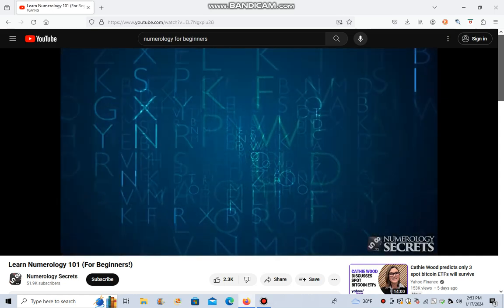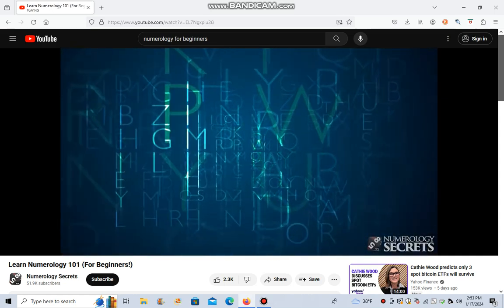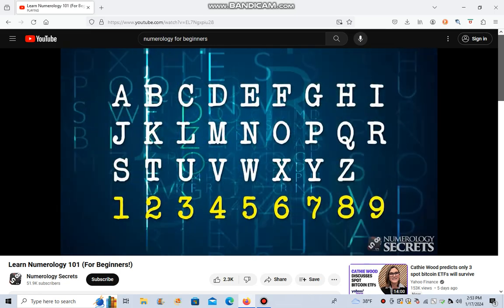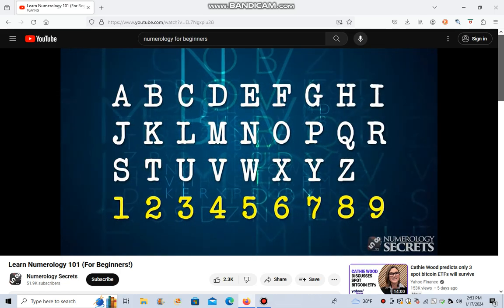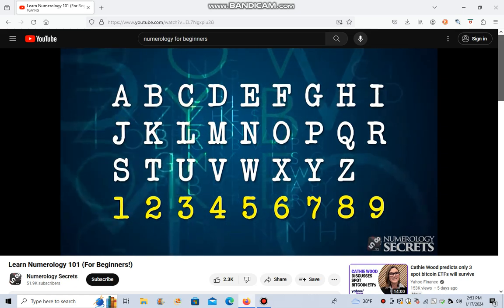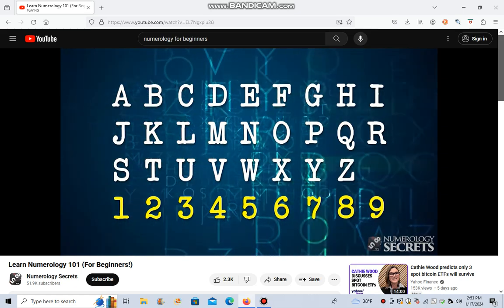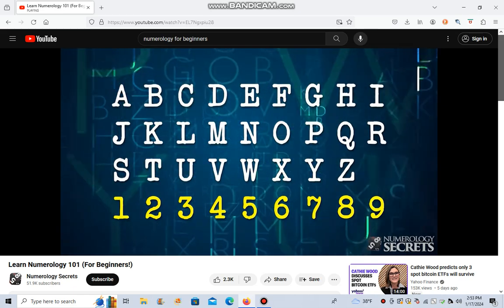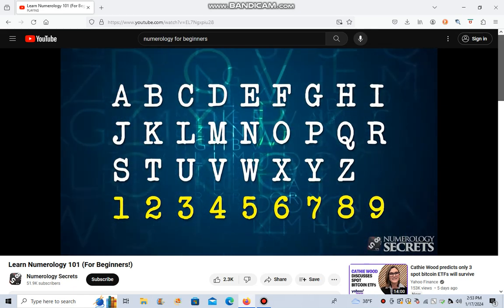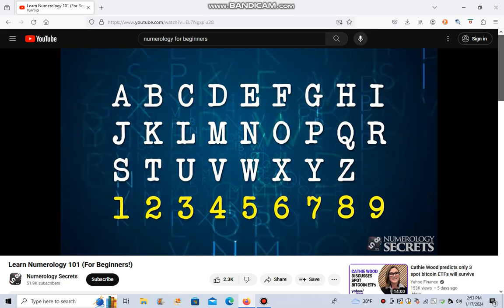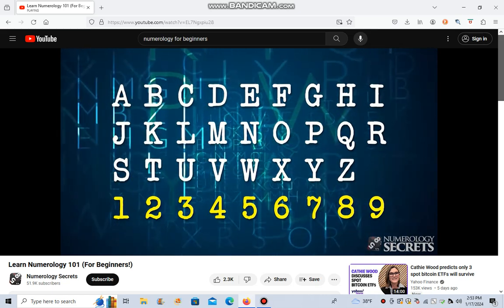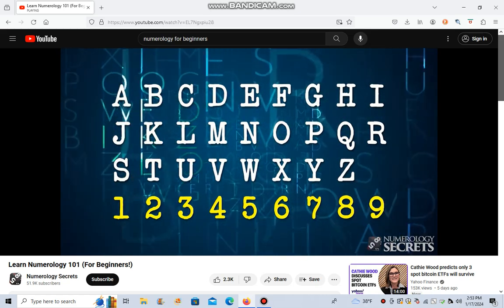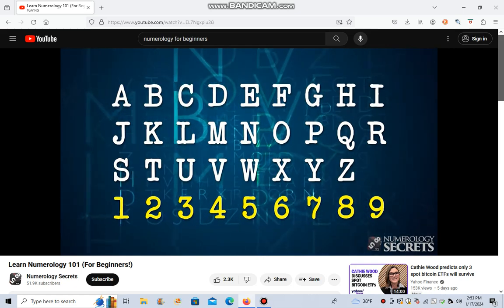Regardless of if you're doing name calculations or date calculations, you'll want to be familiar with the letter-to-number correlation chart. It will be an important tool to have on hand while learning numerology. This simple but powerful chart can be used to find the numerology number of any letter. So for example, the letters A, J, and S all equal the number 1. The letters B, K, and T then equate to the number 2, and so forth.